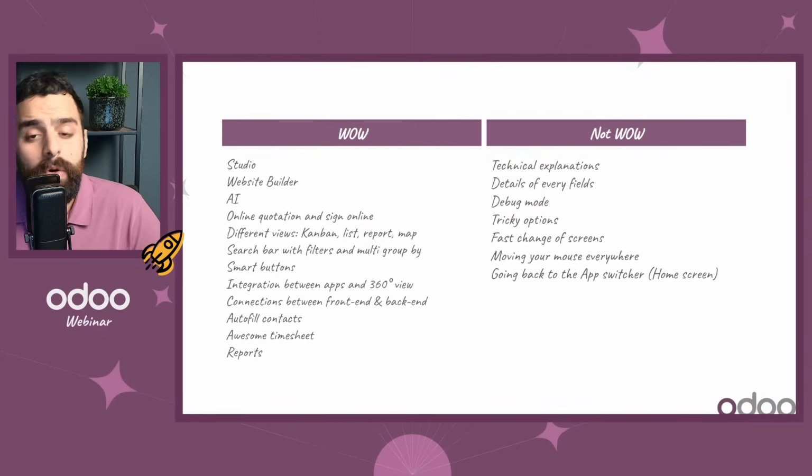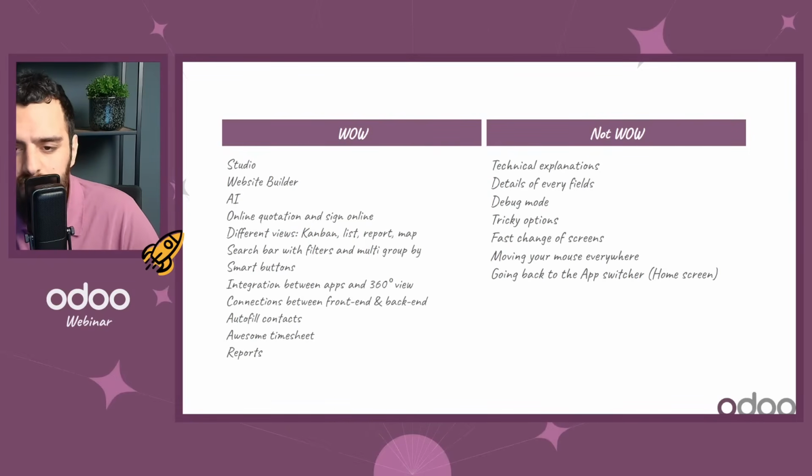And by the way, the reports in Odoo are one of the strongest because you can actually customize whatever it is. So the things I don't talk about are the technical explanations. I never go into technical, especially if the customer is not technical. If I'm just talking to the CEO, he's most probably not going to know about the customizations, the technicalities, the code, no code, and I don't know what. So details of every field.